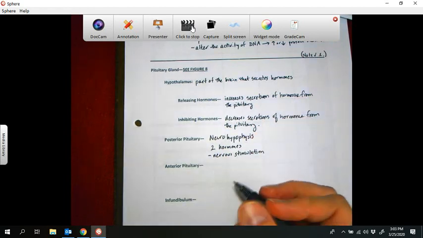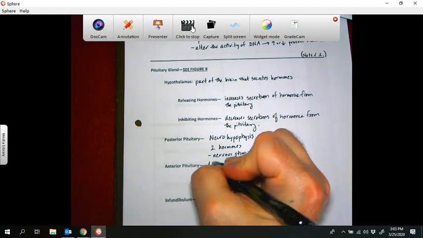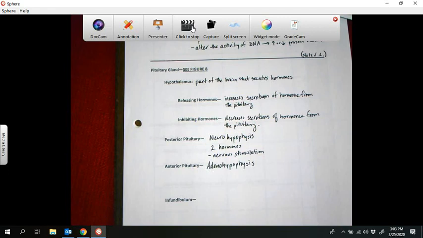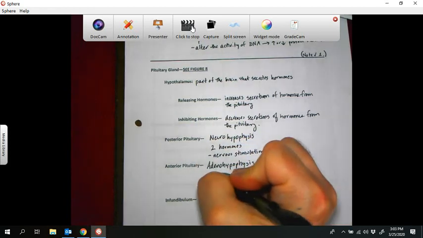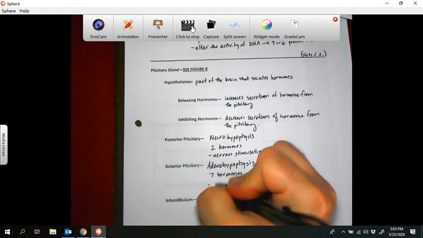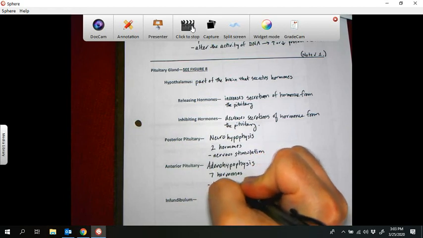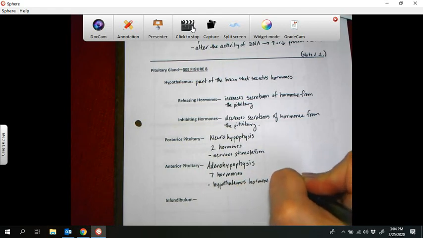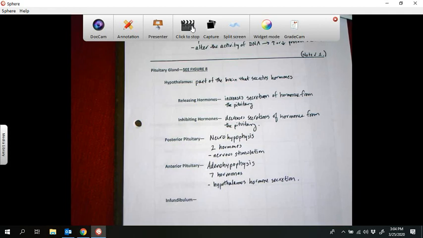The anterior pituitary is called the adenohypophysis. I prefer anterior pituitary, it's a lot easier to say. And we are going to have 7 hormones that can be secreted by the anterior pituitary. And this is under hypothalamus hormone secretion. So the hypothalamus releases hormones that will stimulate or inhibit the anterior pituitary.